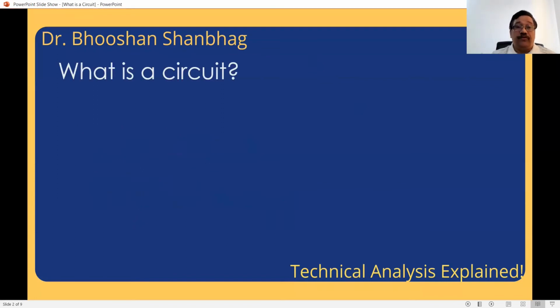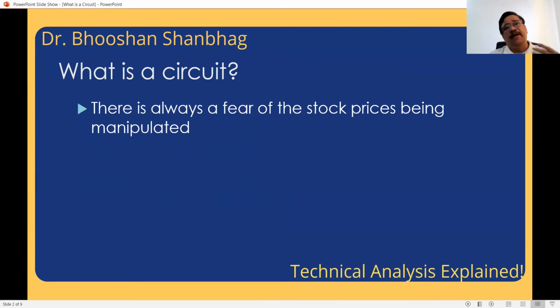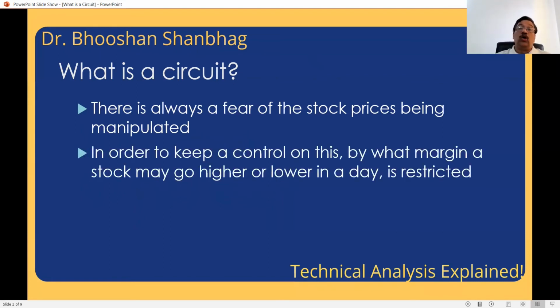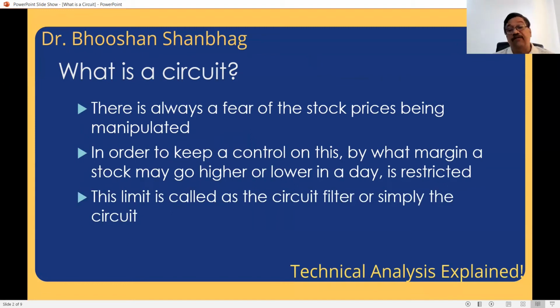Whenever we talk of prices, compared to yesterday's price, today's price may be more, may be lower. There is always a fear that stock prices may be manipulated. So in order to keep a control on this, by what margin a stock may go higher or lower in a day, that margin is restricted. This limit is called the circuit filter or the circuit.